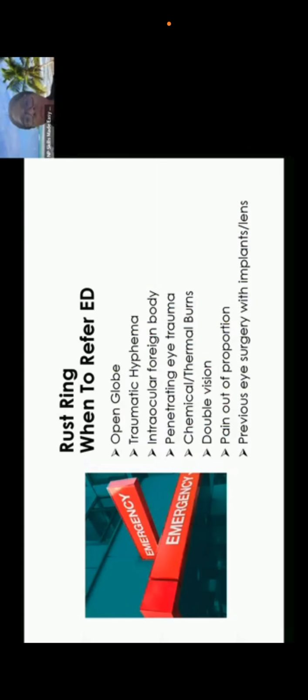Now, rust rings. When do we refer to the ED? If you see evidence of an open globe, traumatic hyphema, intraocular foreign bodies, penetrating eye trauma, chemical or thermal burns, double vision, pain out of proportion, and previous eye surgery with implants or lenses. Please use some caution when you see these.